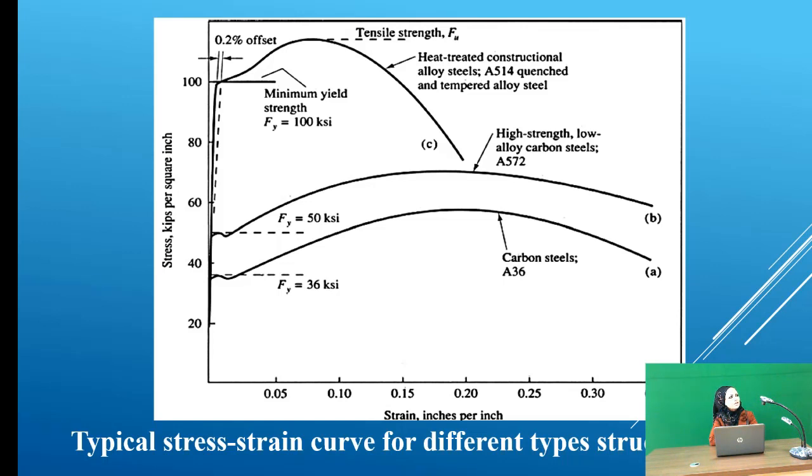Heat-treated constructional alloy steel A514 has a minimum yield strength Fy of 100 ksi. We saw that the steel which is heat-treated gives a high yield strength and high strength, making it a high strength steel.